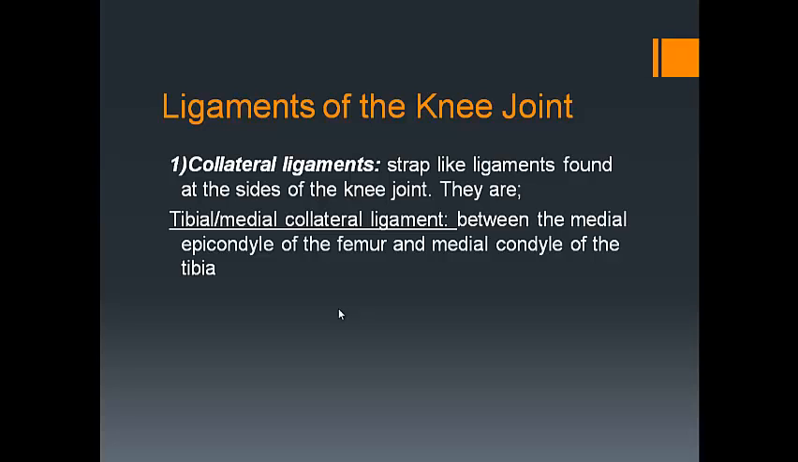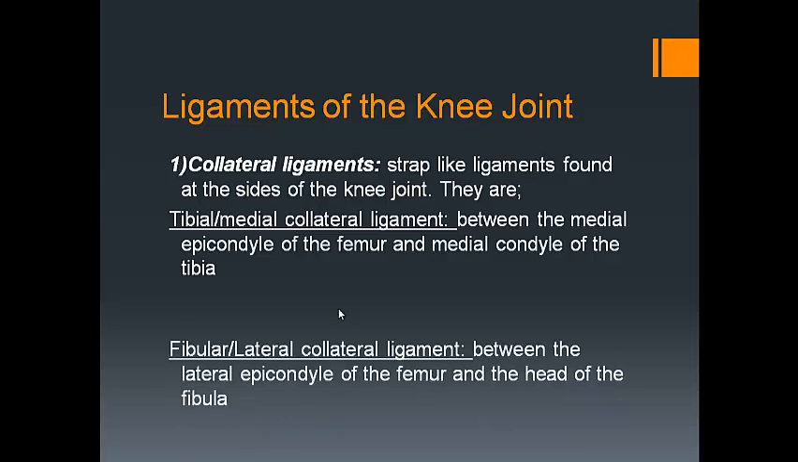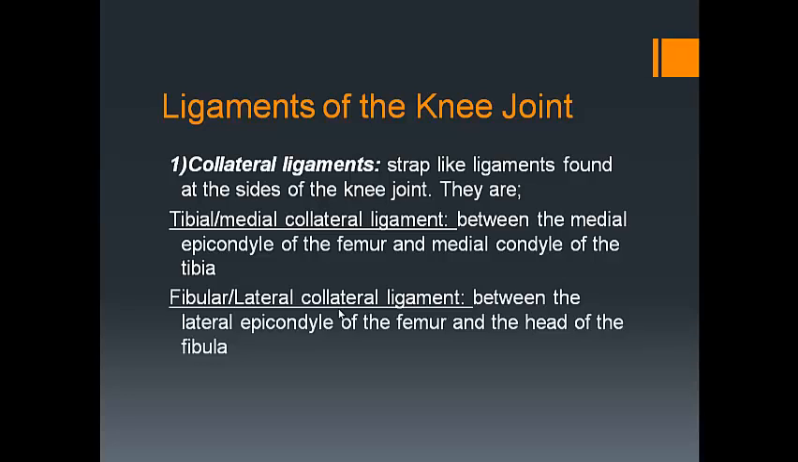Now, this is attached between the medial epicondyle of the femur and the medial condyle of the tibia. So it's going to be found on the medial side, between the lower end of the femur and upper end of the tibia. The other one, therefore, is going to be referred to as the fibular collateral ligament or the lateral collateral ligament. And this is attached between the lateral epicondyle of the femur and the head of the fibula. So this could be considered the only role of the fibula within the knee joint, is that it attaches the lateral collateral ligament.